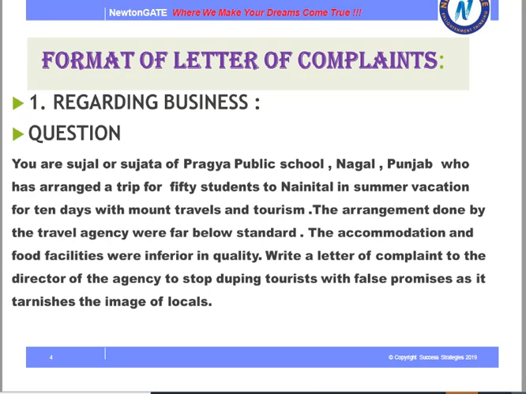Here we are going to note down 2 points. First, your designation is given. Next, the name of the travel agency is given. The arrangements done by the travel agency were far below standard. The accommodation and the food facility were inferior in quality. Write a letter of complaint to the director of the agency to stop duping tourists with false promises as it tarnishes the image of locals. So here you can see that the main concern of the letter is also given.